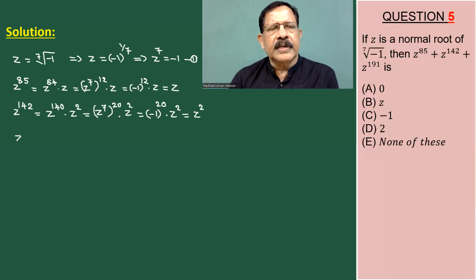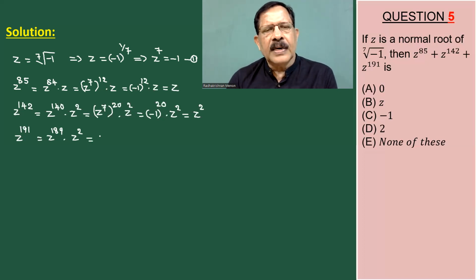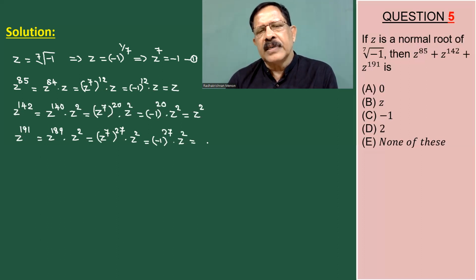And finally, Z raised to 191. Separating the 7th multiple from there. So you are getting Z raised to 189 into Z square. Now, what is Z raised to 189? It is Z raised to 7, the whole raised to 27, into Z square. Again, Z raised to 7 is minus 1. So minus 1 raised to 27 into Z square. 27 is an odd number, so we're getting minus Z square.